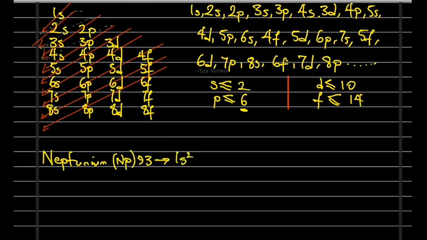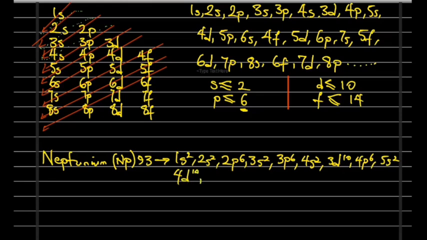We have 1s2, 2s2, 2p6, 3s2, 3p6, 4s2, 3d10, 4p6, 5s2, 4d10, 5p6, let's see, 6s2, 4f14, 5d10. Let's count what we have gotten to for now.